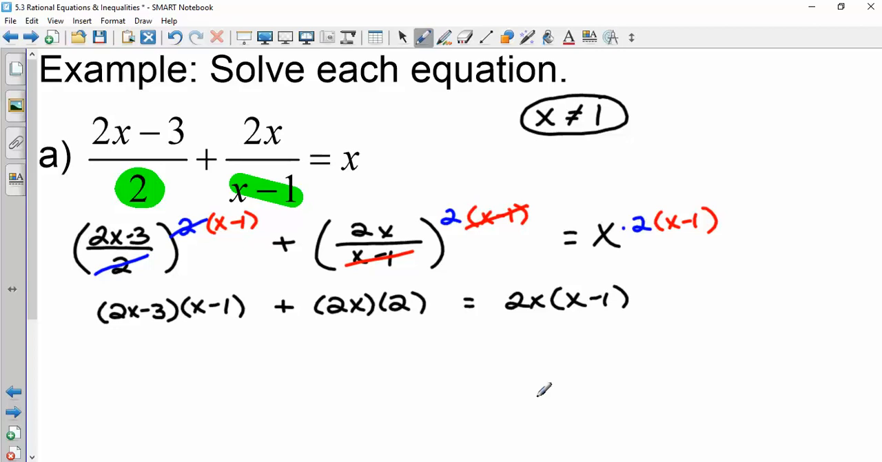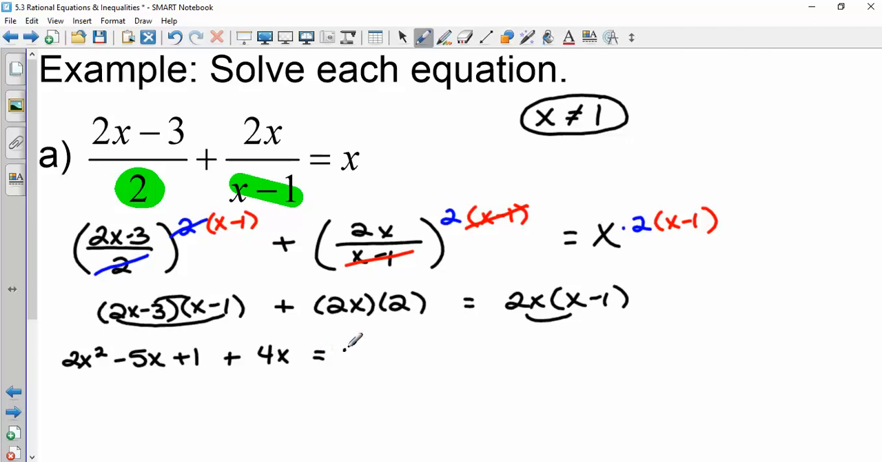Then it's more like equations we've solved in the past. What am I going to have to do first? Distribute, multiply it all out. This first one we have to FOIL. So we get 2x squared minus 2x and minus 3x would make a minus 5x. Negative 3 times negative 1 is positive 3. 2x times 2 is 4x.